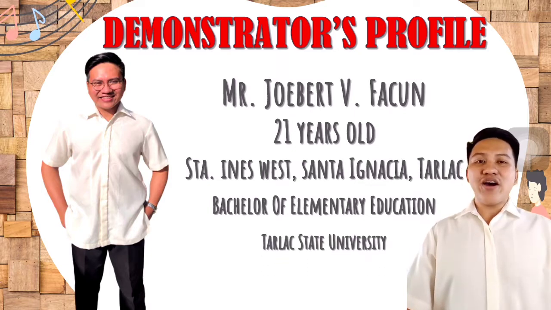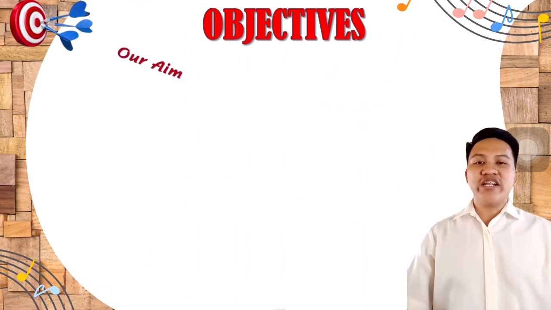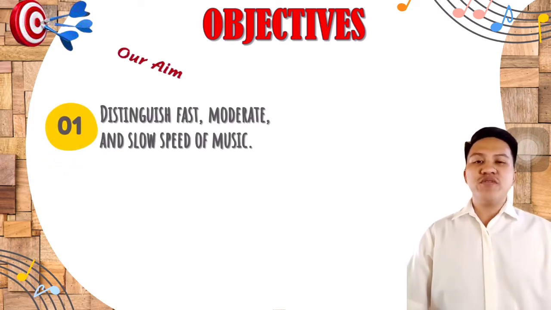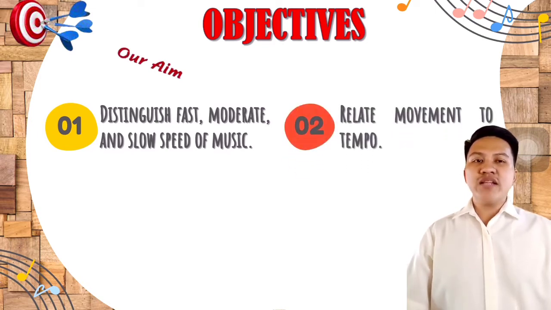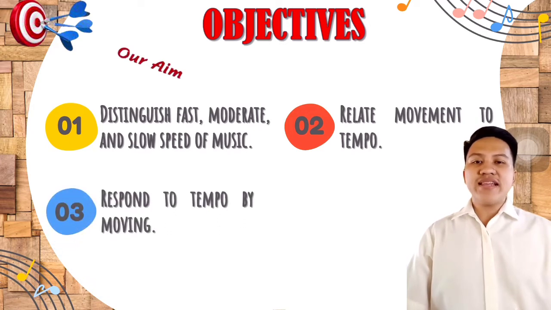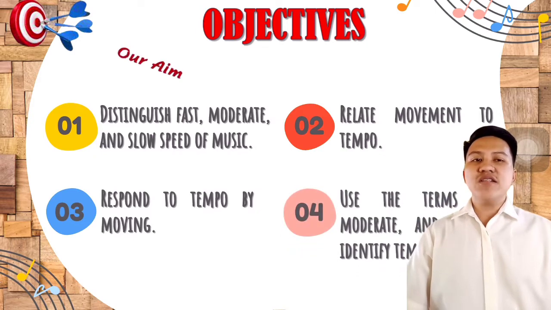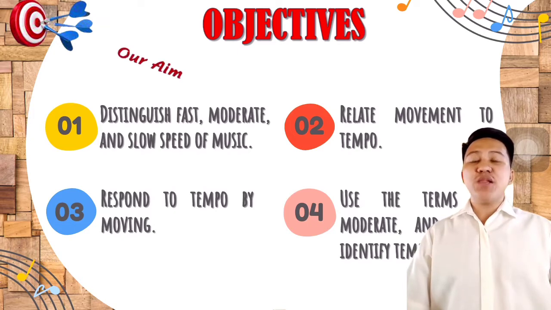And here are my objectives. At the end of the discussion, the grade 3 pupils should be able to distinguish fast, moderate, and slow speed of music, relate movement to tempo, respond to tempo by moving, and lastly, use the terms fast, moderate, and slow to identify tempo. So I hope that everybody will pay attention to my demo teaching so that you may learn and you can utilize those learnings in your future teaching career.